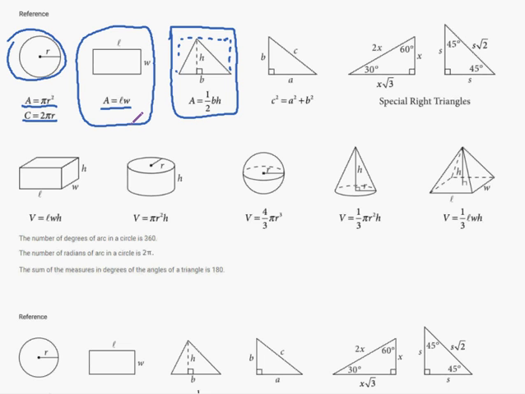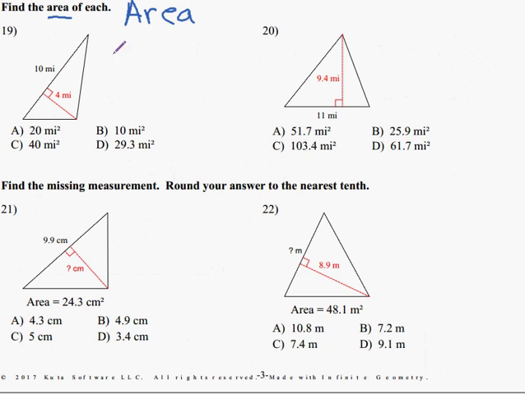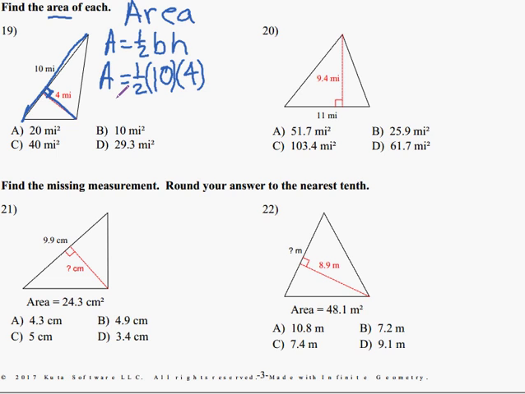So 1/2 base times height. The height and the base have to be perpendicular. So this is my height. My height is 4. My base then is 10. And I know that I have to have them perpendicular. So I need the little square. And I multiply those both by 1/2, which is the same as dividing by 2.